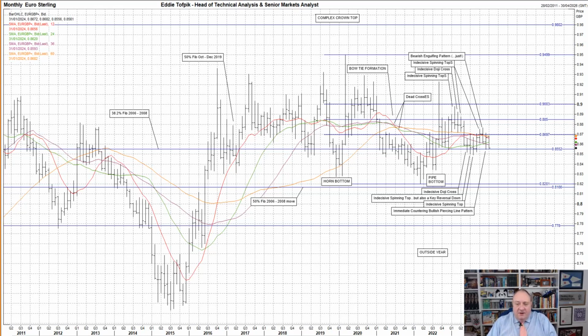That doesn't seem to be currently viable as we look at 2024 with so many indecisive monthly spinning tops and doji crosses behind us, and also in front of us.